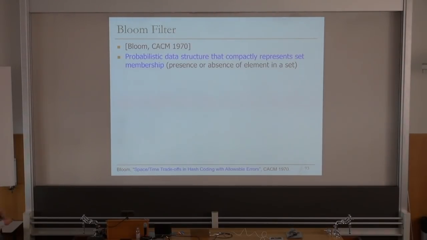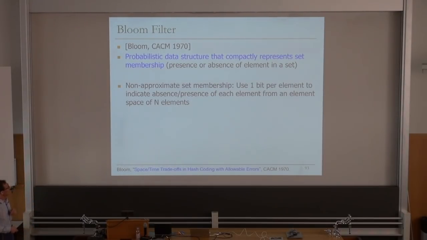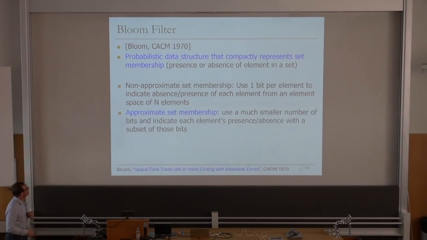Basically, as I said, it's a probabilistic or approximate data structure that compactly represents set membership, presence or absence of an element in a set. The contrast is with non-approximate set membership. You use one bit per element to indicate absence or presence of each element from a space of n elements. N is the number of rows. Approximate means use a much smaller number of bits and indicate each element's presence or absence with a subset of those bits. That's the idea. Some elements map to the bits, some other elements also map to them. That's why you get false positives.